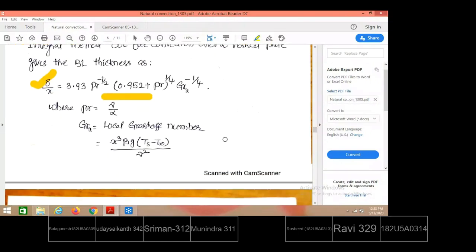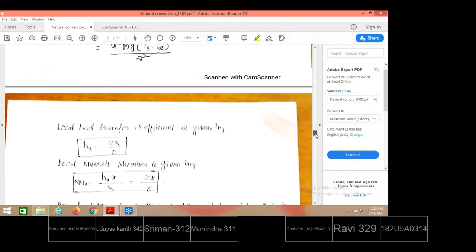Earlier we have written it as L cube beta g delta T by nu square while calculating the Grashof number at the extreme height of the vertical plate. If that is not the case, at any position of the vertical height, while getting the Grashof number, the position has to be taken according to that height only. So this is how the Grashof number value is calculated.